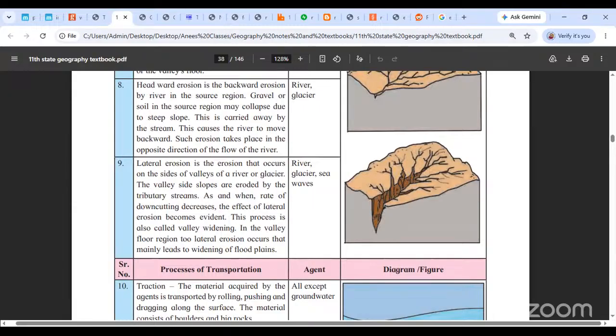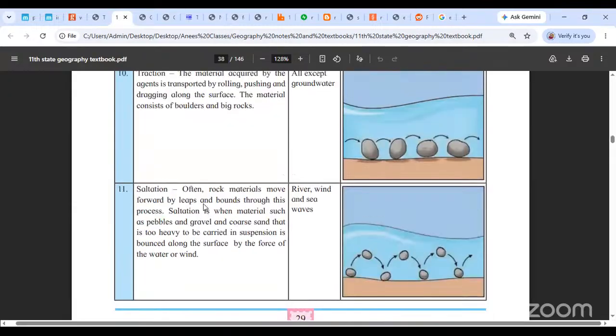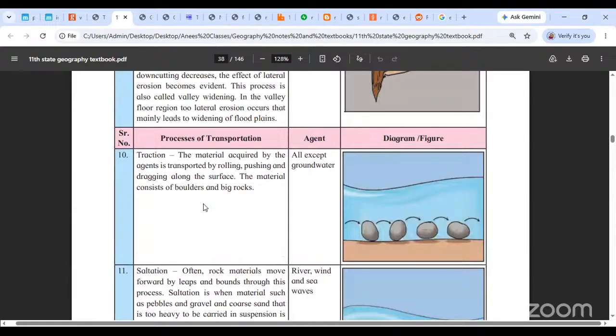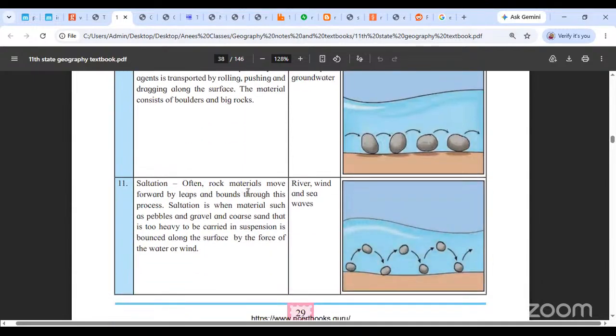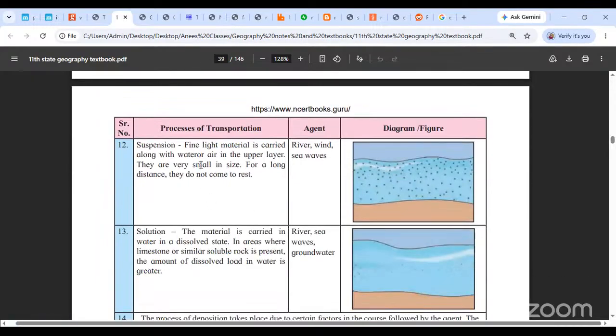Okay, ट्रांसपोर्टेशन के process में traction होता है where larger amount of material is dragged along the bed of the river, that is called as traction. Saltation माने jumping करते हैं, a little smaller size of pebbles which will jump from place A to place B, place B to place C, place C to place D, that sort of thing. Once again, that happens in rivers, winds or seaways. And then there is suspension when the particles are too light. If they are very small, then they are clearly suspended in the water. Okay, they float in the water and are carried away.